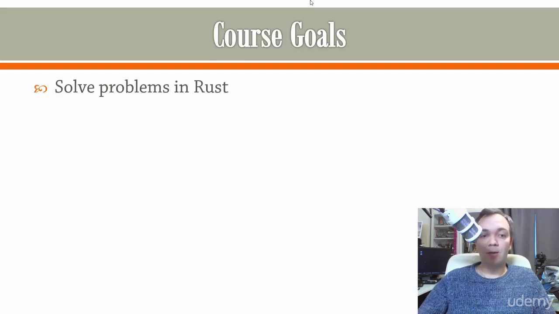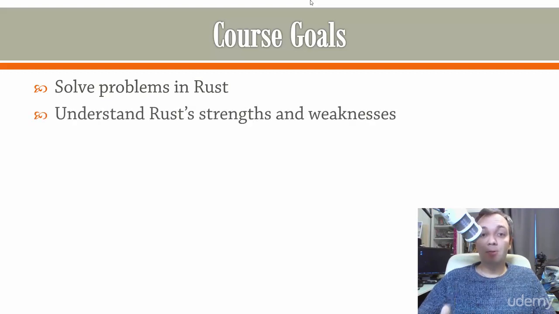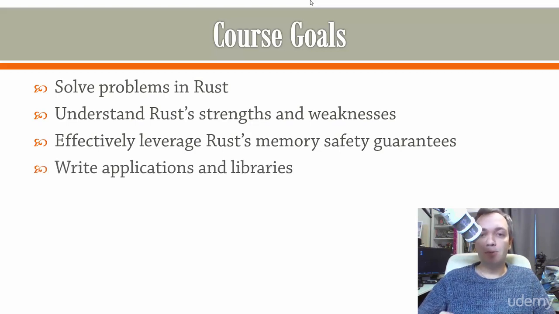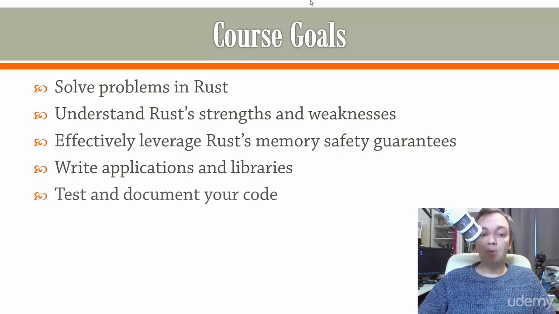So after completing this course, you should be able to solve problems in Rust. You should be able to open up your editor and solve the problem using the Rust language. You should understand also the Rust strengths as well as its weaknesses. You should effectively be able to leverage Rust's memory safety guarantees, which are rather interesting by themselves. And finally, you should be able to write full applications and libraries using the Rust language. Also, you should be able to test and document your code after you've written the code.